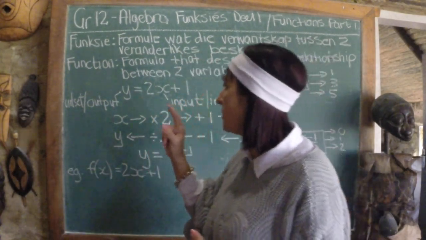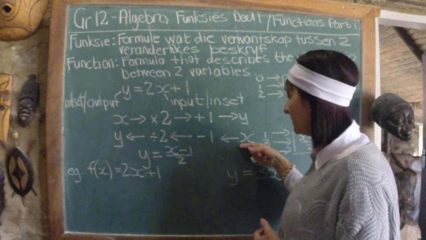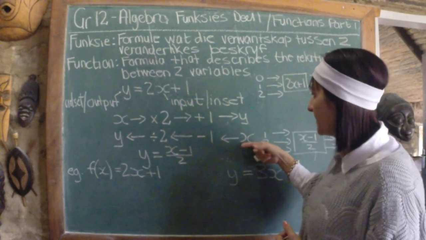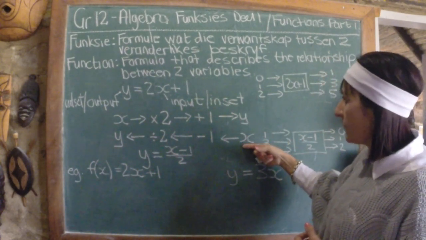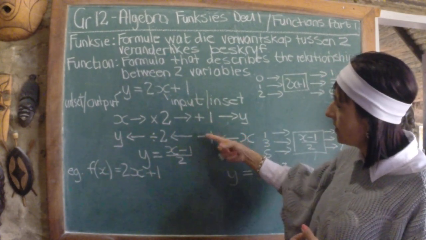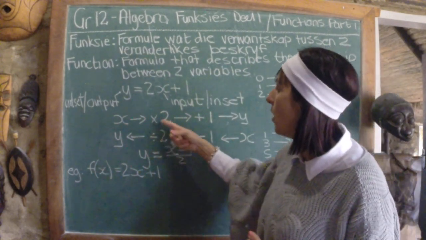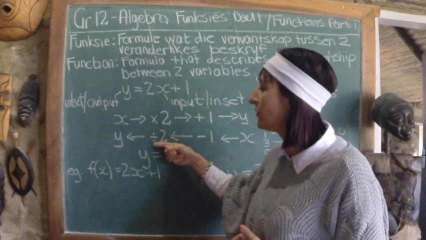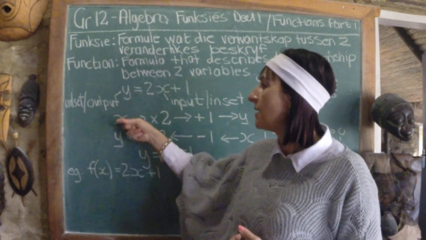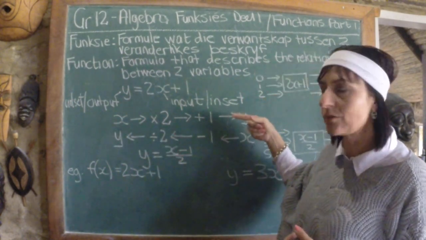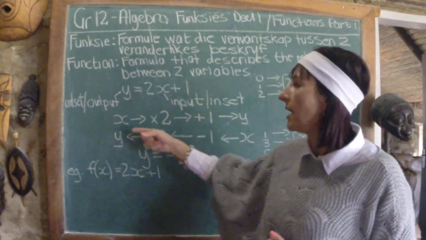So, kom ons kyk nou mooi. Wat gaan die teenoorgestelde van hierdie wees? Kom ons begin aan die kant. Ons vat vir x, in plaas van y, because we are doing the opposite. Then, instead of adding 1, we subtract 1, the opposite. In steede van maal met 2, gaan ek nou deel met 2. En dan kry ek my uitset y, in steede van x. So ek doen letterlik die teenoorgestelde. Y word x, plus 1 word min 1, maal 2 word deel 2, en x word y.